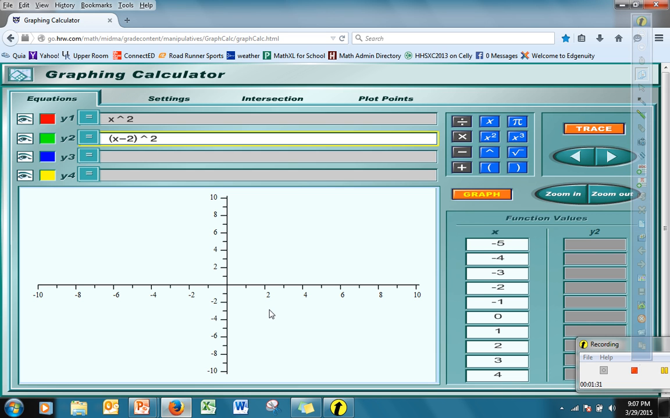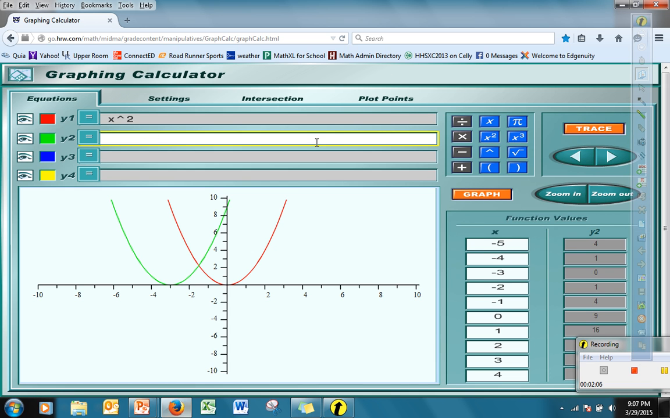So remember, if something's in a parenthesis, it moves it left or right. And it's opposite of what you think. So like if I had a plus 3 in there, it's going to leave this original graph right here, and it's going to take it and move it 3 units to the left. So let's check that out real fast. So notice how it moved it 3 units to the left.